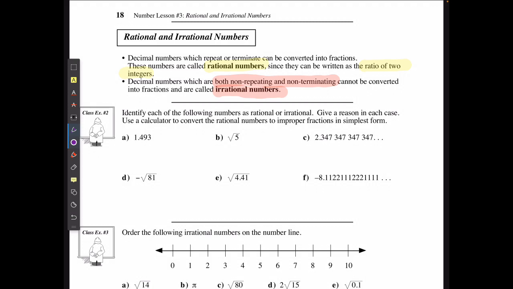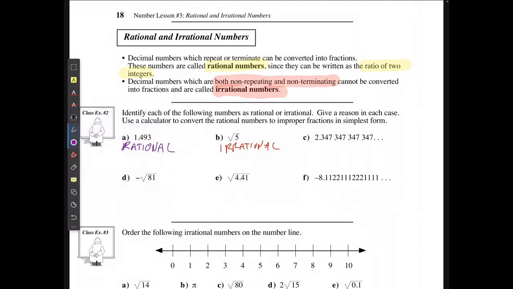We can see that with example A, if I have 1.493, it's got an endpoint here. So this is rational. When I put the square root of 5 into my calculator, it goes on and on forever without a pattern. This is irrational. Non-repeating, non-terminating.